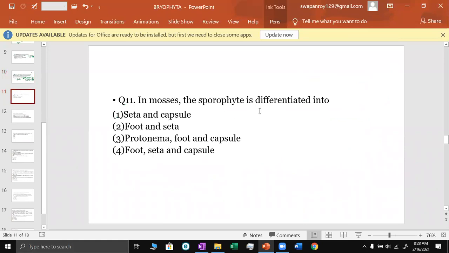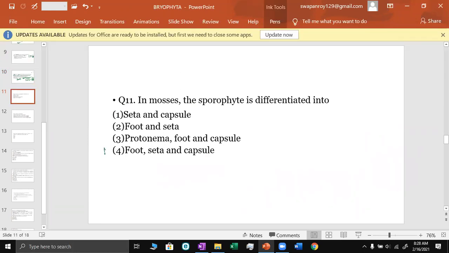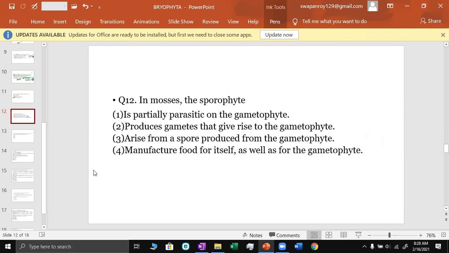In mosses, the sporophyte is differentiated into foot, seta, and capsule. In mosses, the sporophyte is partially parasitic on the gametophyte, and produces spores that give rise to the gametophyte.